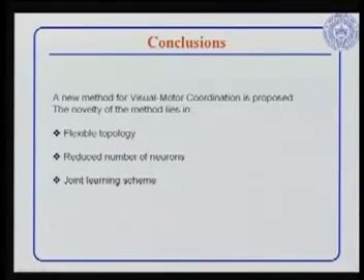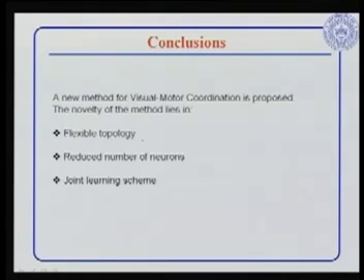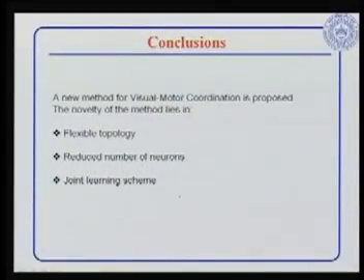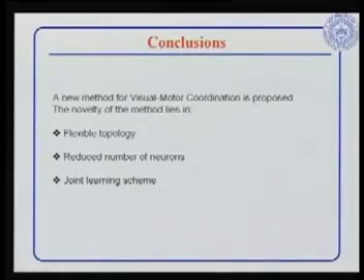Finally, to conclude, we presented a new method of visual motor coordination using quantum clustering, in which the topology is flexible, so the number of neurons can be increased or decreased depending on what accuracy and what time you want, because we saw that if you want more accuracy, the number of iterations increases vigorously. The reduced number of neurons can give you equivalent, even much better results as compared to the fixed Kohonen SOM and joint learning scheme. That is, we proposed that the clustering be done in the joint input output space instead of only the input space. With that, I thank you.